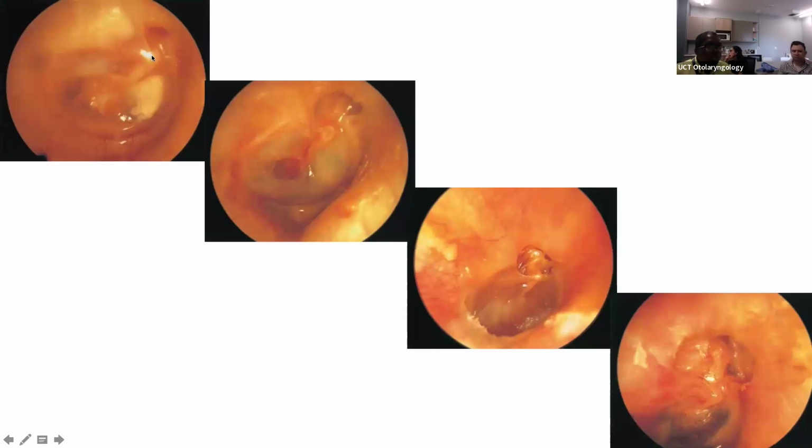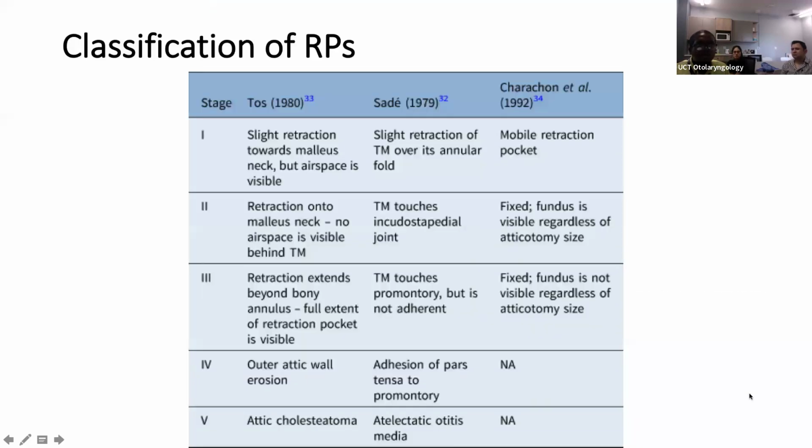So a slight retraction in the attic, then onto the neck of the malleus, then where there's some resorption of bone, and then where you can completely see the stage 4, where there's a complete erosion of the bone and the scutum might also be eroded. So that will be the grade 4.